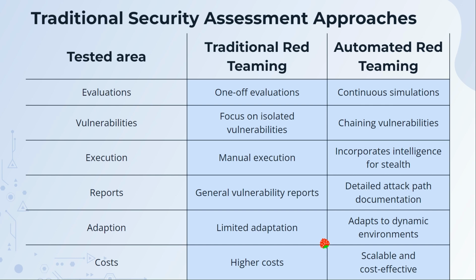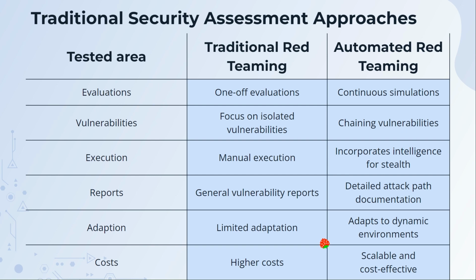Execution: with traditional red teaming, you have to hire the red team members, and then you also have to assign them to the project. So that's manual, while automated red teaming is continuous.